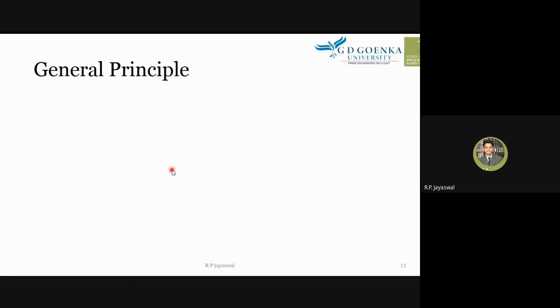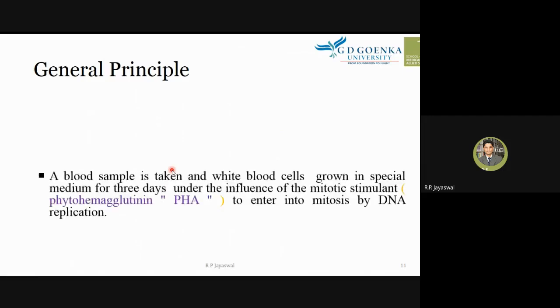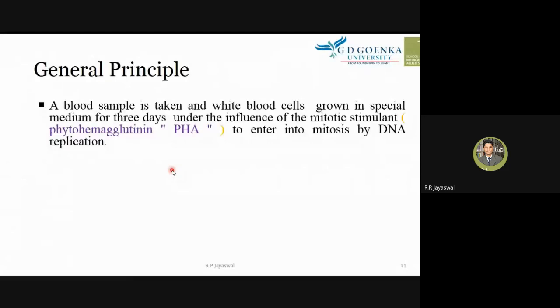Let's know what the principle behind karyotyping is. A blood sample is taken. We take a blood sample, and we need to separate the white blood cells. These white blood cells, basically lymphocytes, are grown in a special medium for up to 3 days.